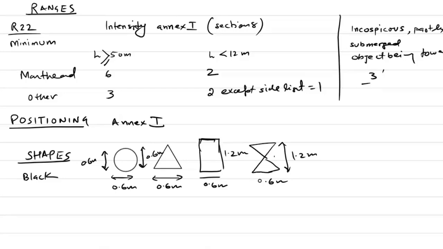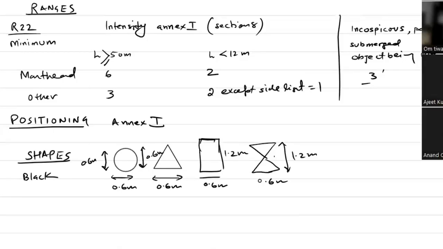Although the lights and shapes rule starts with power-driven vessel, I have a slightly different approach. We'll start with vessel at anchor, so it becomes more convenient to understand the other lights. Instead of power-driven vessel, let's have a technique: we'll start with lights and shapes exhibited by various vessels. So first is vessel at anchor.